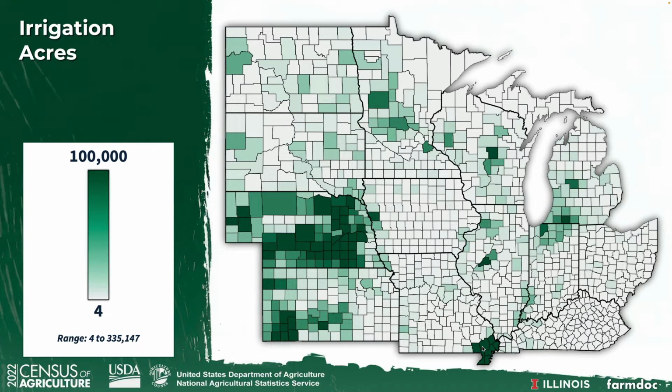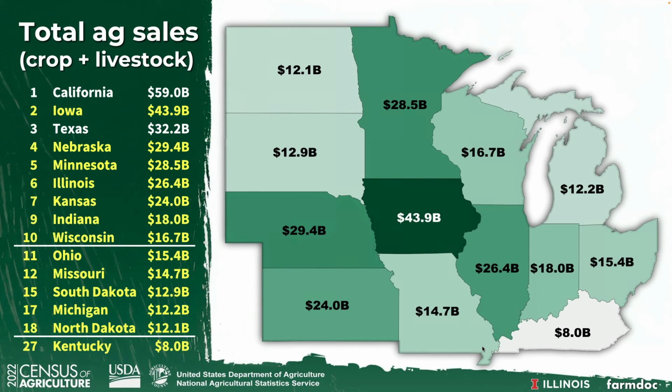All right, here's total sales. That is crop and livestock, as well as livestock products. That includes milk, eggs, things of that nature. California is the big gun. They've got those fancy wine grapes. They've got almonds. They've got a lot of vegetables, and processing tomatoes are a big deal in California. The tomato paste you buy, the tomato sauce you buy, a lot of that's coming out of California. Iowa's number 2, then Texas, and Illinois is number 6.